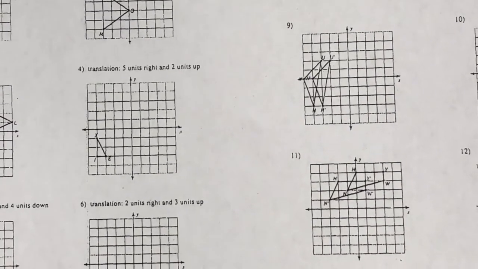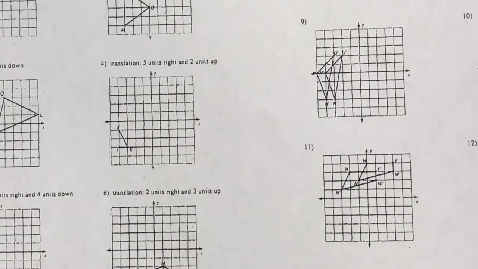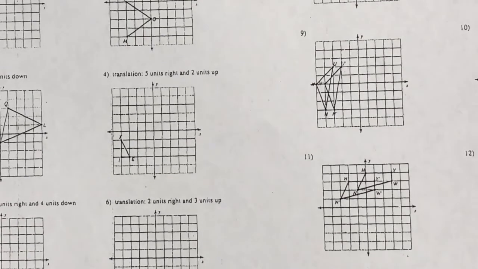Now I'm going to show you an example of a translation. A translation is a slide. So the shape stays the same. It's the same size. It just will move over and up or down.